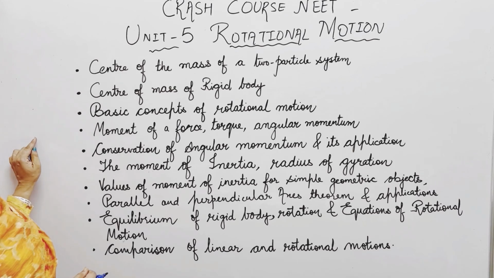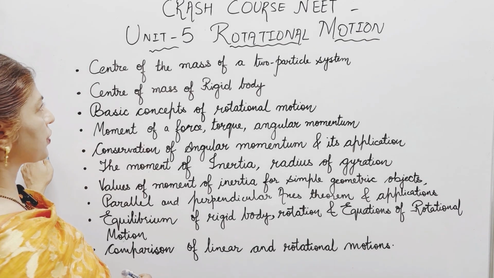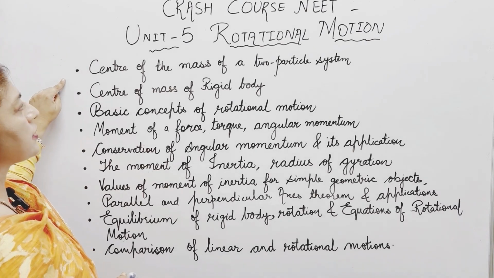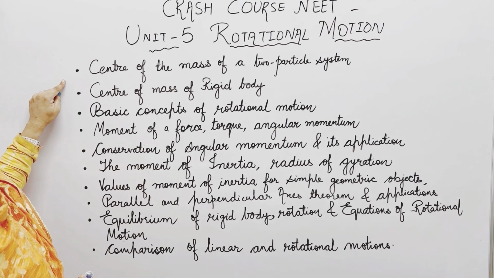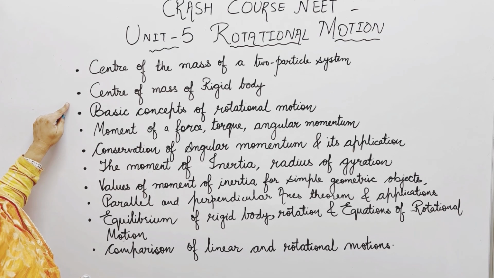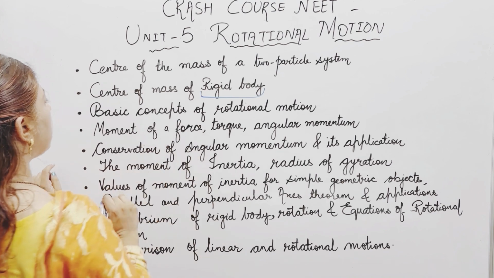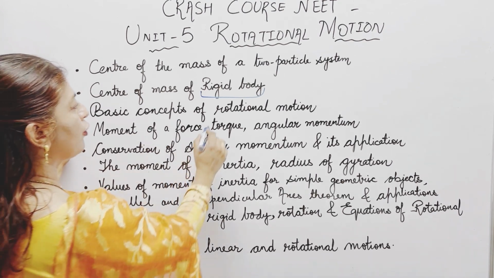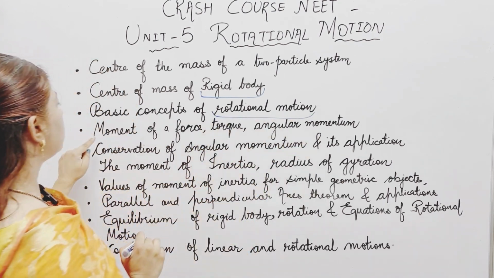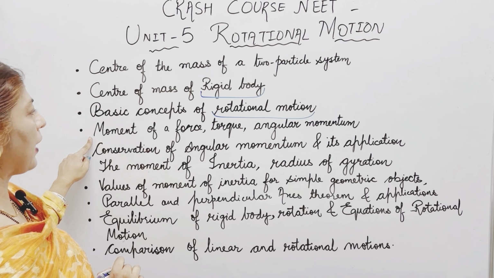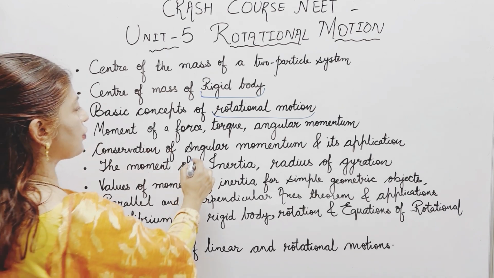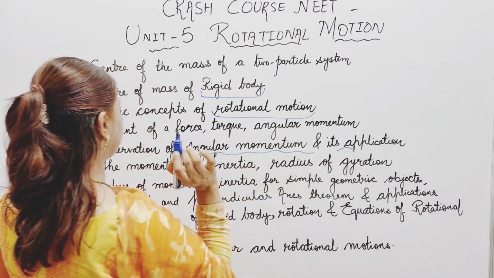Let us see the syllabus of Unit 5, rotational motion. The first topic is the center of mass of a two-particle system, then the center of mass of a rigid body. Then the basic concept of rotational motion, the moment of a force, torque, angular momentum, conservation of angular momentum and its applications.